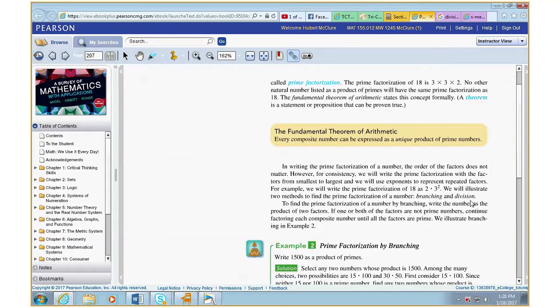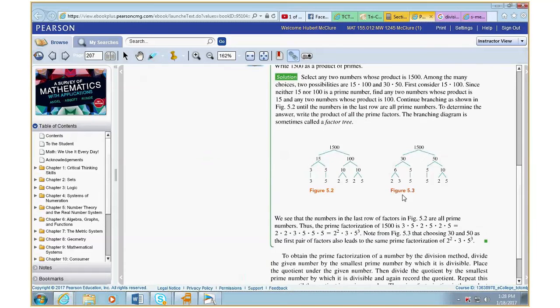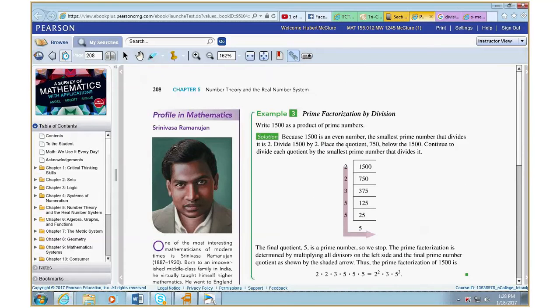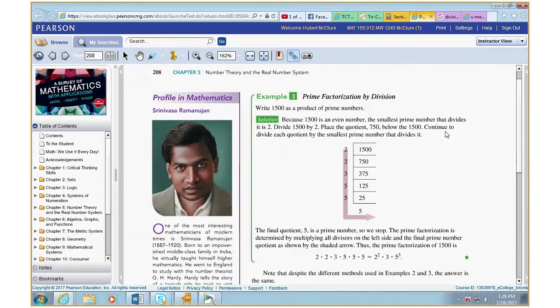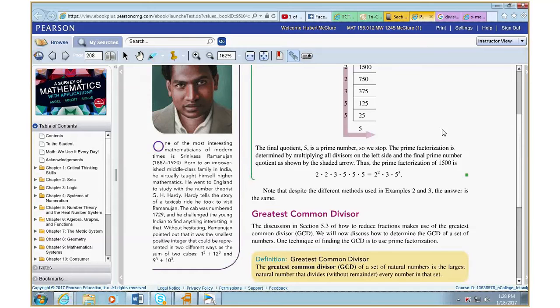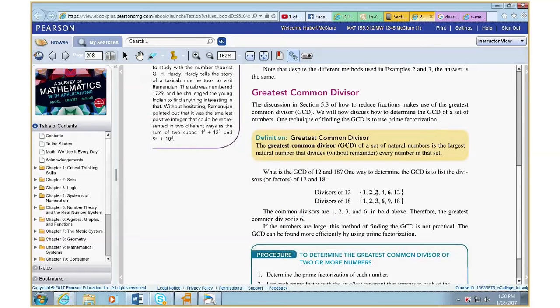Trying to find the least common multiple and the greatest common divisor, because I always mix them up. There we go, page 208. There's one of them. So highlight that, or put 208 and put GCD. It is the largest number that divides every number in the set. Okay?